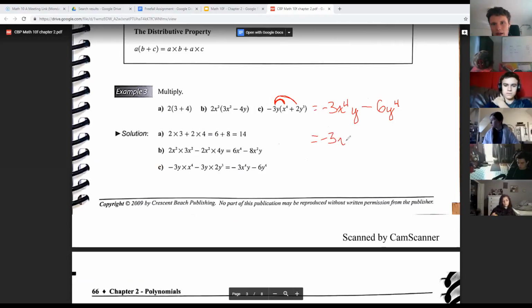And so if you wanted to, you could write it a slightly different way. You could write this plus negative 6y to the power of 4. But of course, that can be simplified too. The best way to write it is just like this. Yeah. All right.